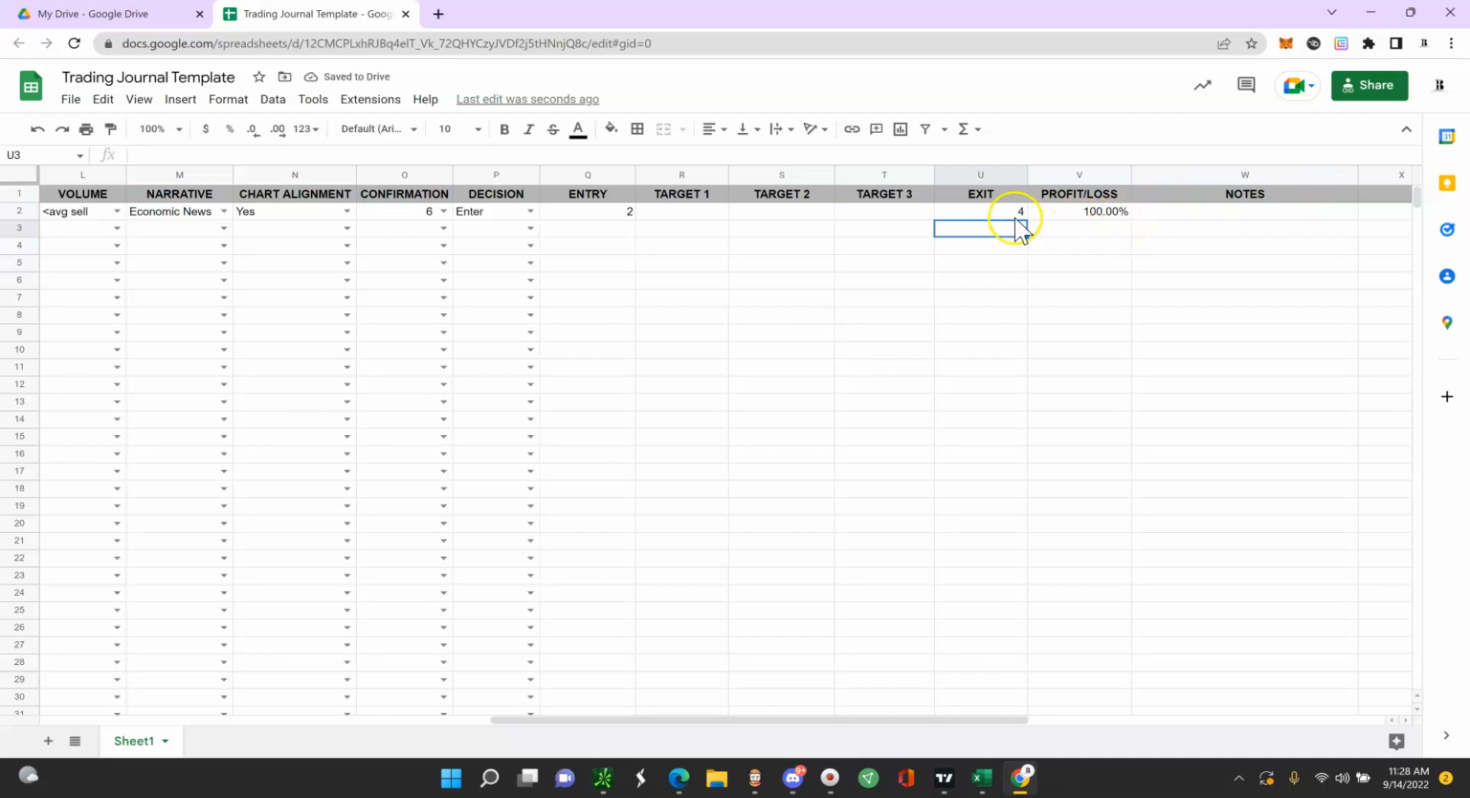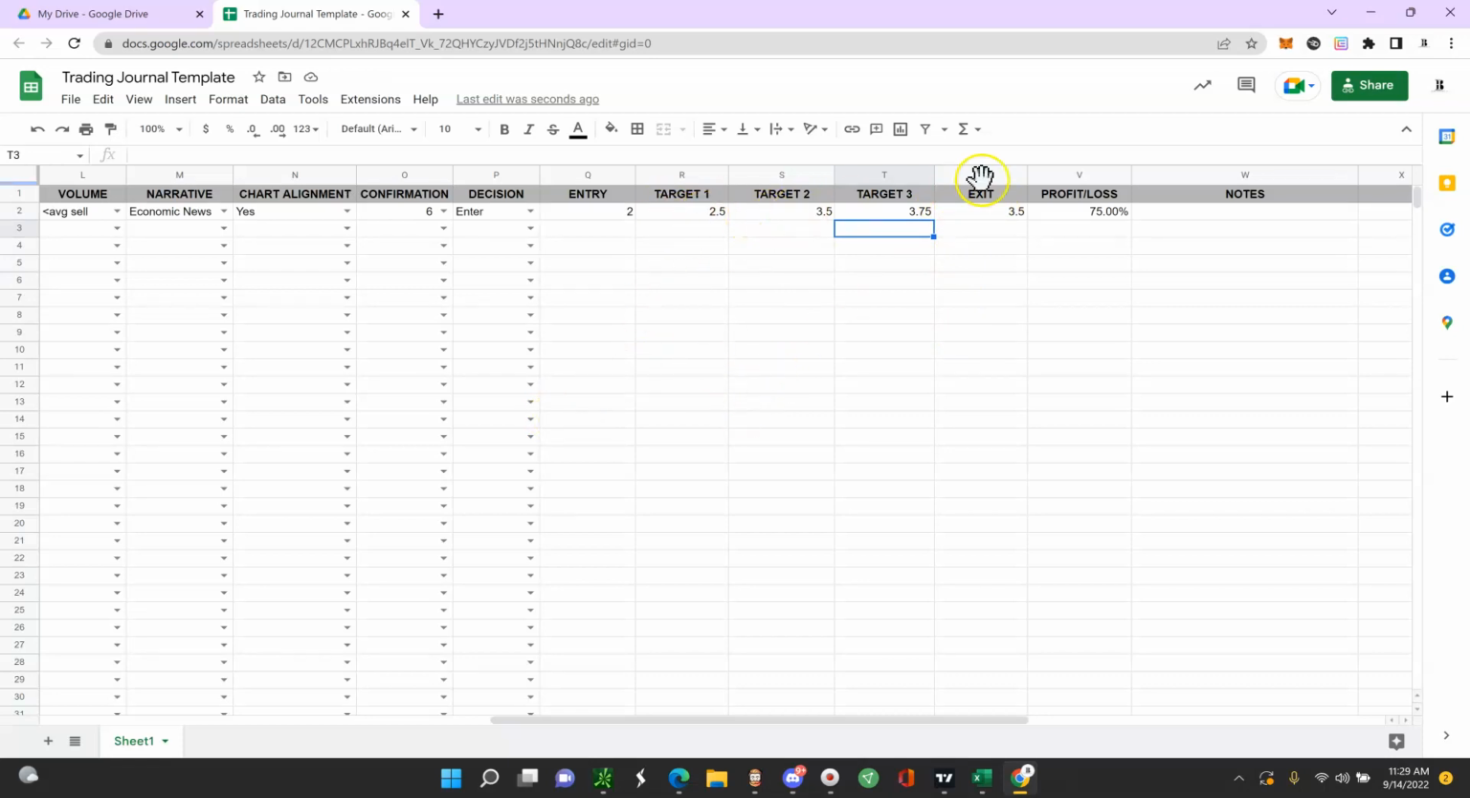So that's 100% gain. So that number is going to change depending on where you put it. T1, T2, and T3, these are just targets that maybe you're looking for as you're in the trade. So it helps you keep proper context of what you're looking for in this trade. So these are my targets.